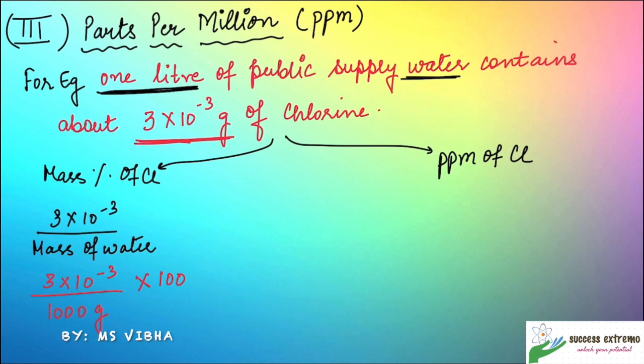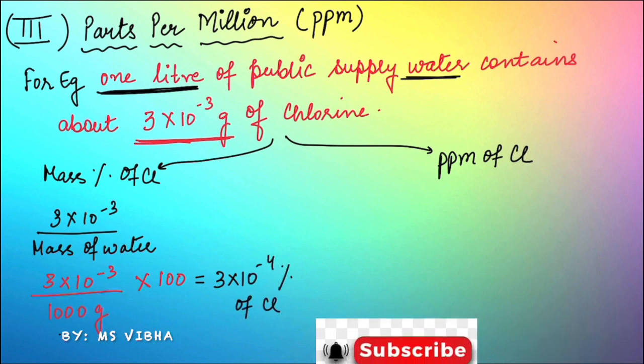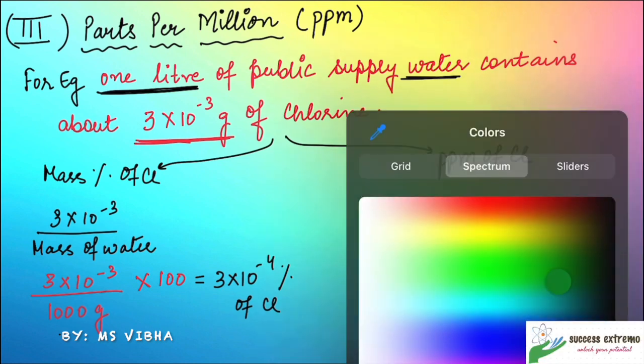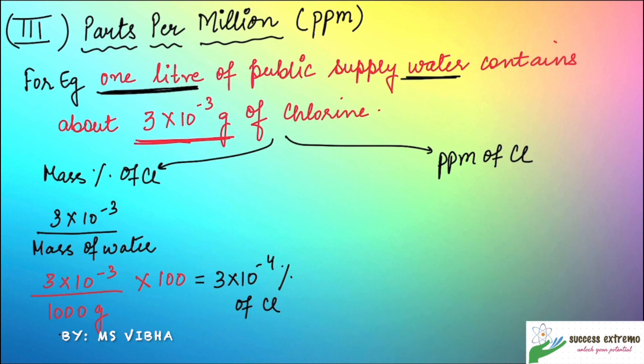Now to calculate parts per million of chlorine in the given solution, we have mass of chlorine as 3 into 10 raised to power minus 3 grams upon mass of the solution which we already have calculated, that is 1000 grams, into 10 raised to power 6, comes out to be 3 ppm. So the better way to express the concentration of a solution in which the solute is in very less quantity is ppm and not the mass percentage.